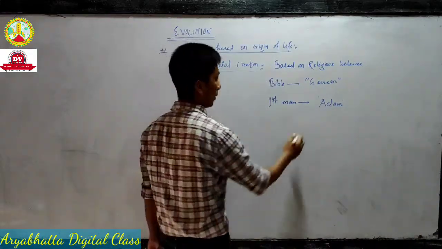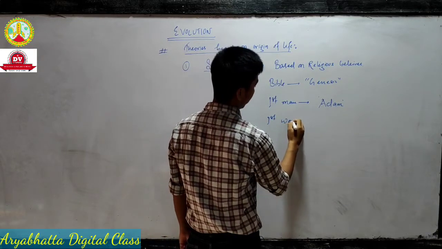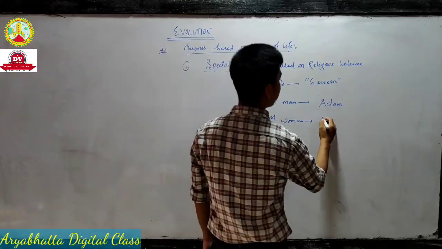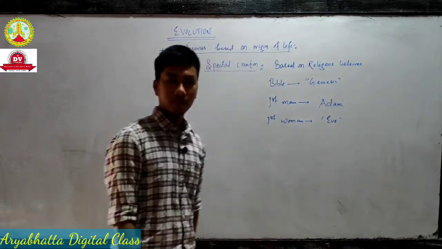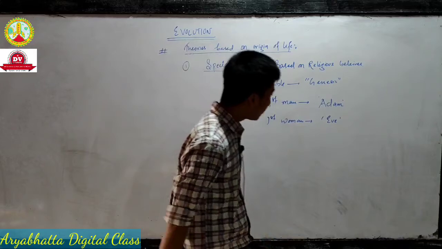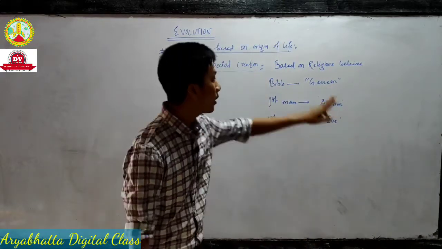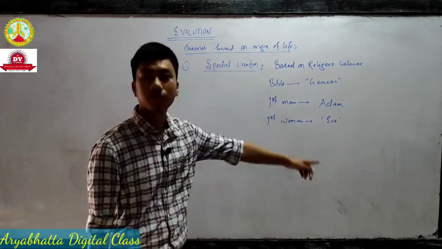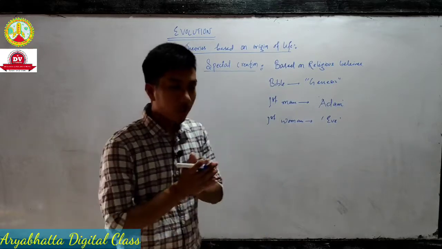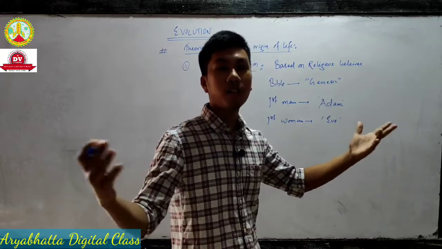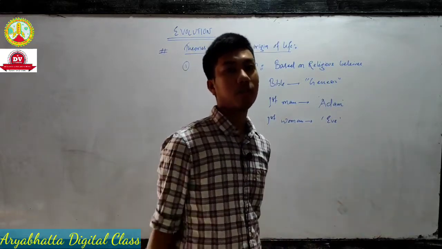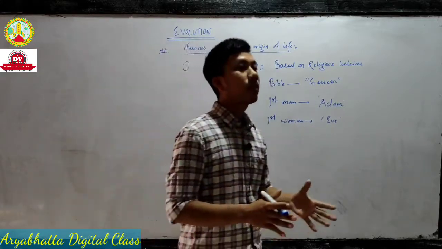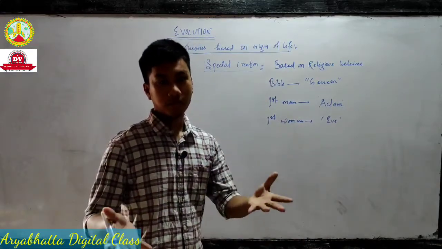And the first woman on earth is known as Eve. Madam Eve or Miss Eve. So according to the Bible, in the theory called Genesis, the first man on earth is Adam and the first woman is Eve. From that, reproduction occurs. As a result, humans are formed and the population grows.